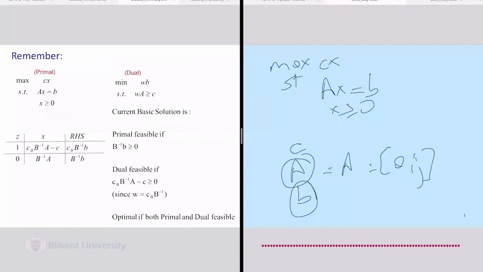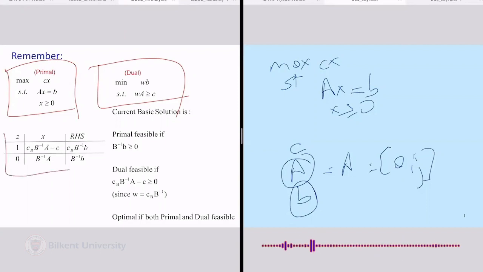Let's remember this. This is a very important slide, actually. This was my primal, and this is the corresponding dual, right? The dual of the simplex algorithm, of this primal. I told you they are coming in pairs.